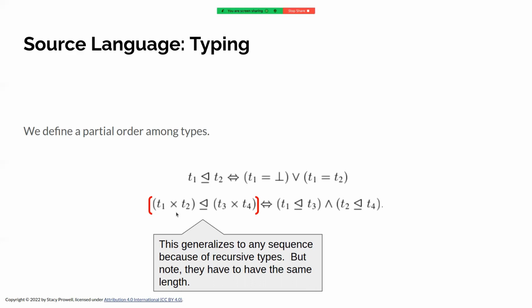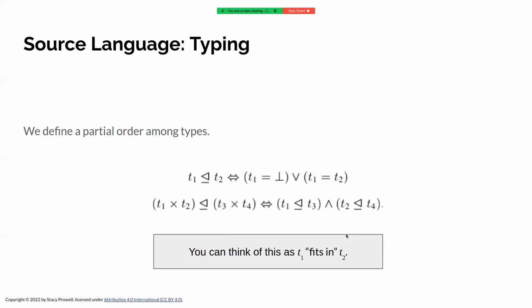Okay, and we point out that we can generalize this to any sequence because of recursive types, right? Each of these types could themselves be a cross product or something else, and we expand this to infinitely long sequences, and we would expand this side accordingly, and we get the proper rule for that. So this really defines all those cases. But they have to have the same length. If they don't have the same length, if this is just T1 and this is a cross, it won't work, right? Because I haven't defined that. It's a partial order. It doesn't tell me everything. It just tells me something about some of these. You can think of this, at least I find it helpful to think of this, as T1 will fit in T2.